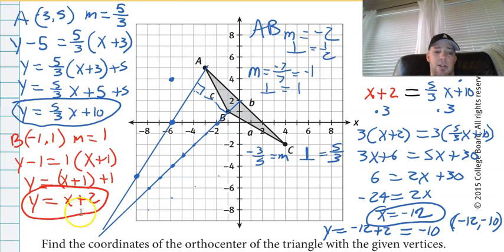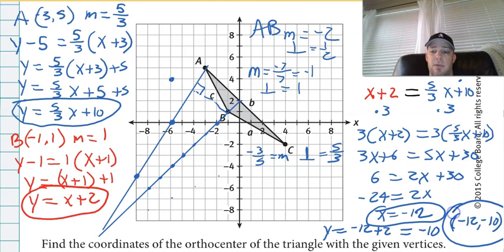Now that I have my two equations, I can use substitution to solve, and since I know what y equals, I can substitute in for y. So I substituted in, instead of y, I put x plus 2 equals the other equation, 5/3 x plus 10. Solving, we end up getting x equals negative 12. Once you know that x equals negative 12, you can plug it in here. Negative 12 plus 2 is negative 10. So my coordinate when I'm finally done with everything, the orthocenter, is going to be located at negative 12, negative 10.